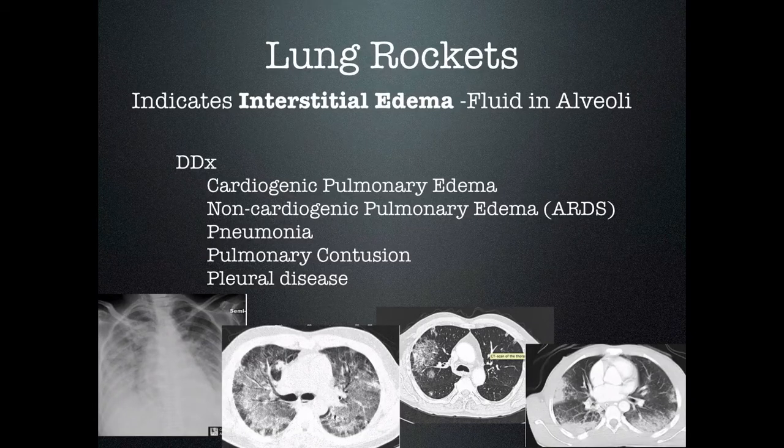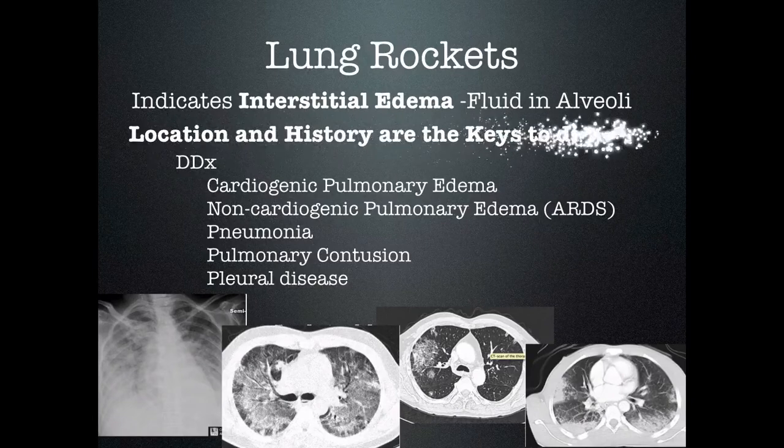So it could be fluid backing up in the lungs from cardiogenic pulmonary edema. It could be a process like non-cardiogenic pulmonary edema like ARDS. It could be because of an inflammatory response due to a pneumonia or a pulmonary contusion, and there's blood instead of just fluid in the alveoli. Or it could be due to pleural disease, which we'll cover later in the lecture. The location and history are the keys to differentiate between these differential diagnoses.